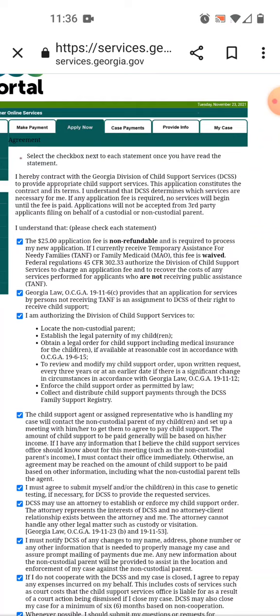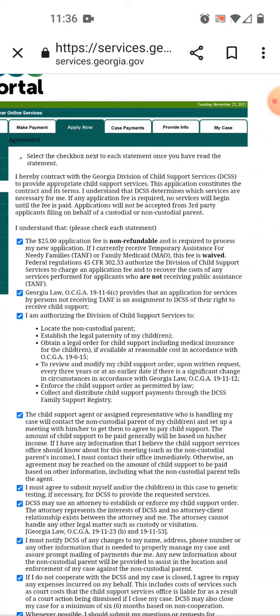Down here, this third one right here, where it says the child support agent, or assigned representative who is handling my case. Well, these are things you have to check these boxes in order for them to move forward with your application. These are things you have to understand before you get started. These are things for you to understand and check to confirm that you understand it and you agree to it. That's why they have at the top of this thing in that green area where it says agreement.